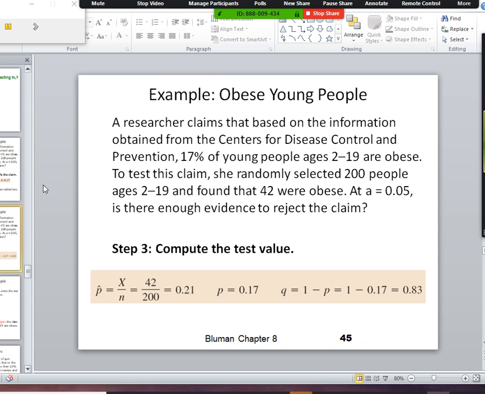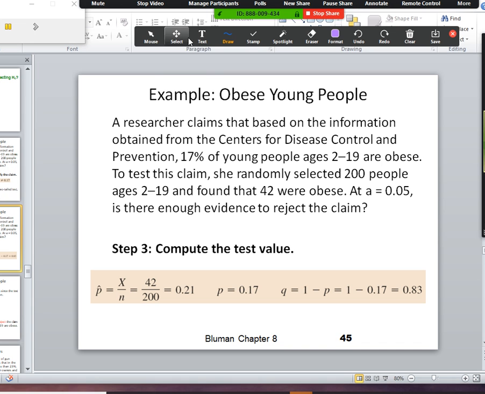So my test stat is, okay, so let's look at this. Researcher claims that based on the information, blah, blah, blah. Okay, good. So my claim is 17%. That means that that's my P. My P is whatever I got in my claim. So my P is 0.17, which means that my Q is 0.83.